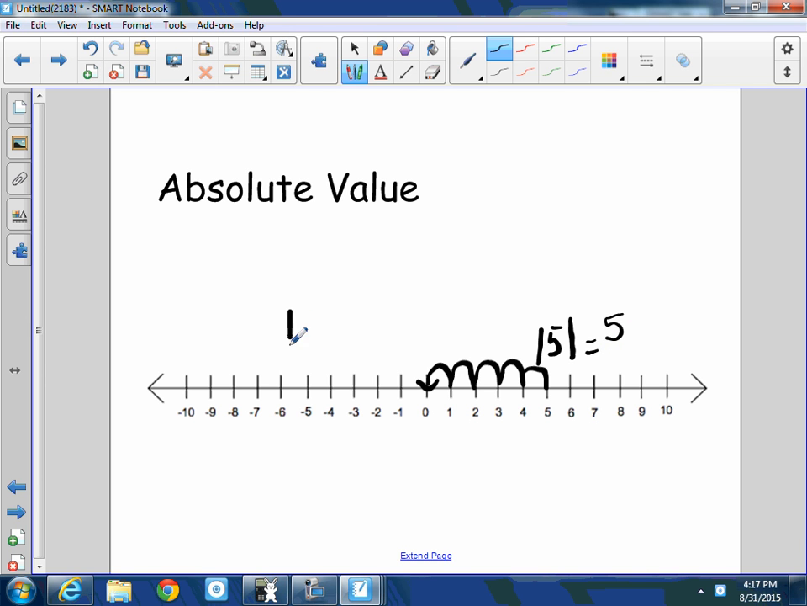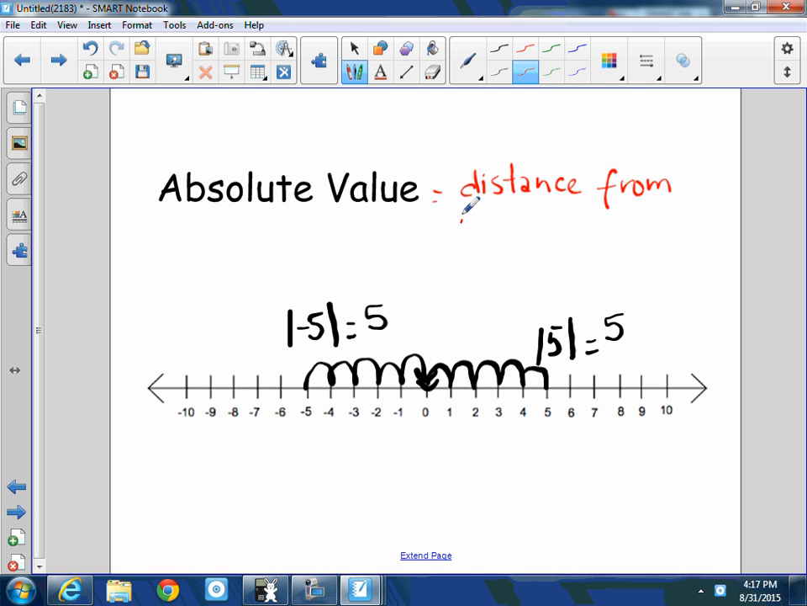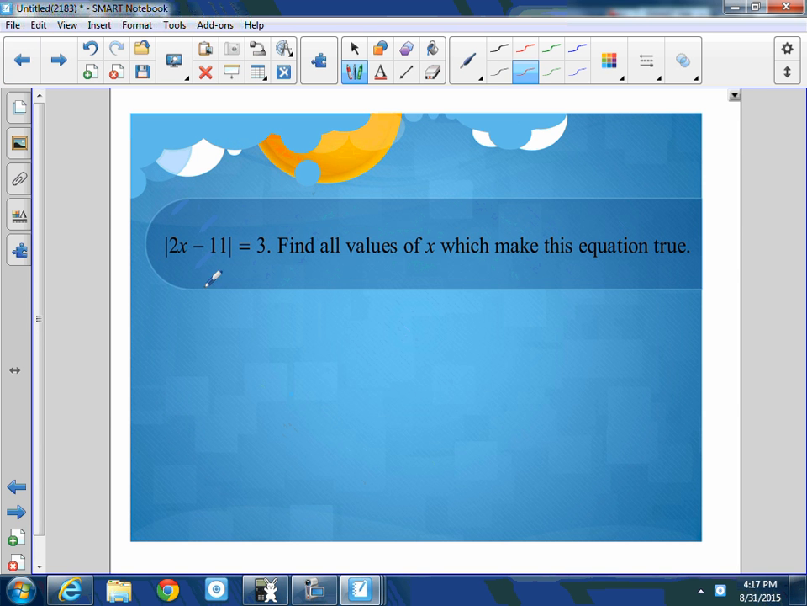But if I ask you to figure out the absolute value of negative 5, even though the number is not the same because it's negative 5, because it is the absolute value, the result or the answer will be the same. So absolute value would be the distance from a number to 0. All right, so let's go ahead and try to solve problems.